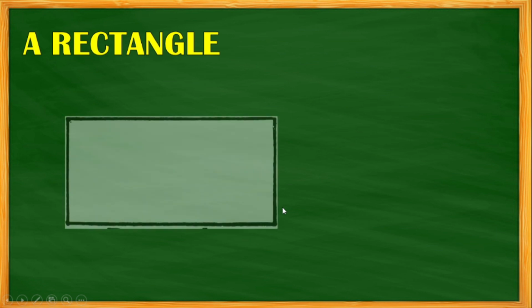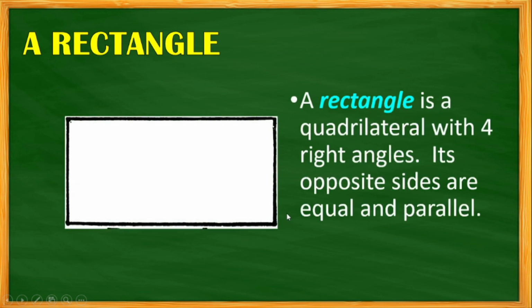Then a rectangle. A rectangle is also a quadrilateral with 4 right angles, and its opposite sides are equal and parallel. So this side is equal to this side, and this side is equal to this side, and it forms 4 right angles: first, second, third, and fourth.